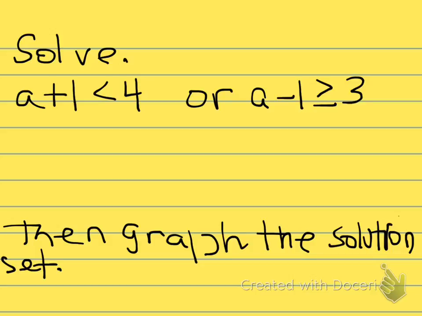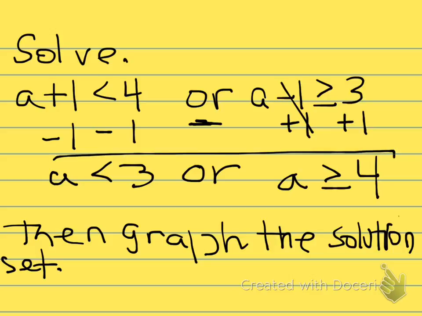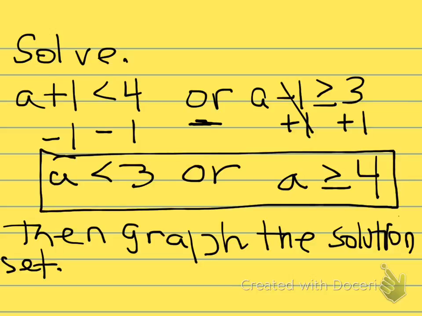Here we're asked to solve, and here you can see that it's separated with an or. So the same rules would apply. We're going to solve each separately, but we're going to keep our answer separate this time. So a would be less than 3, separate it with the word or, and solve the other one. a would be greater than or equal to 4. And this would be my final answer. And I can't put it together because we have two different scenarios. So it would be just separated with the word or.